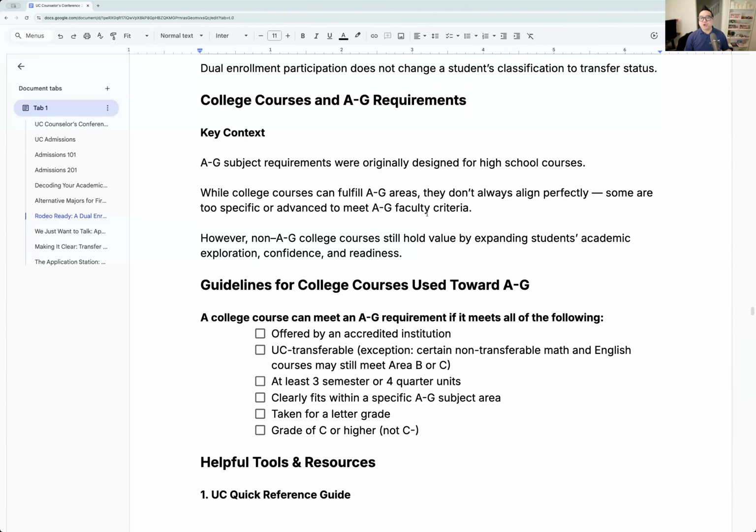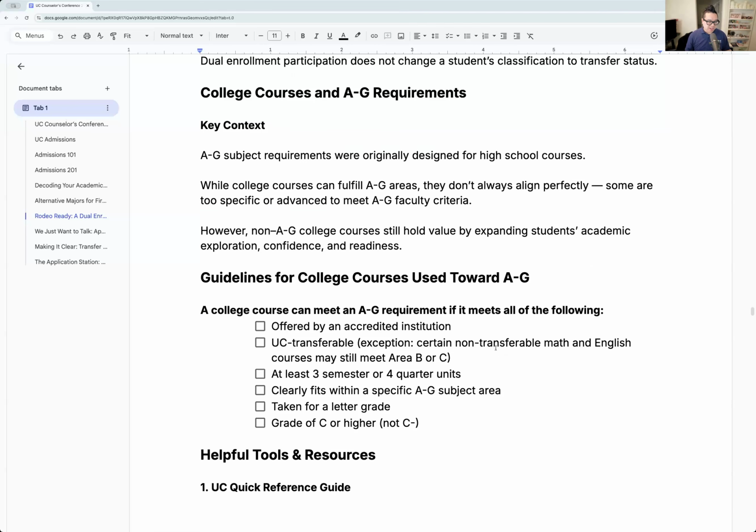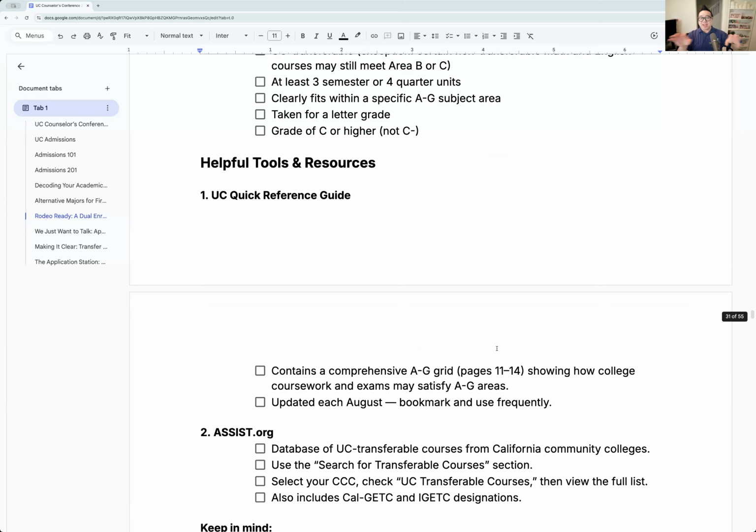So the first thing about dual enrollment, you can use these to fulfill your A through G courses. So instead of going through your high school and taking the US history, the world history, the math, the English, you can use college classes to fulfill these requirements. Again, you just have to pass the classes, make sure it's at least 3 semesters, and all that as well. So you have to check if it's transferable though.